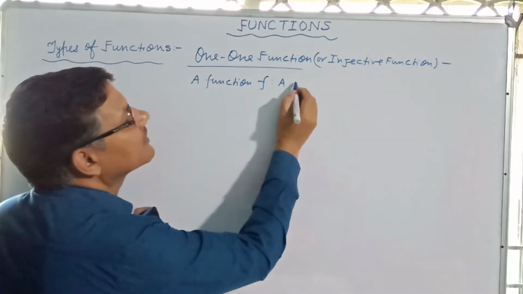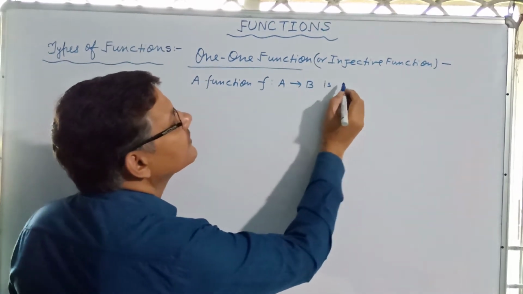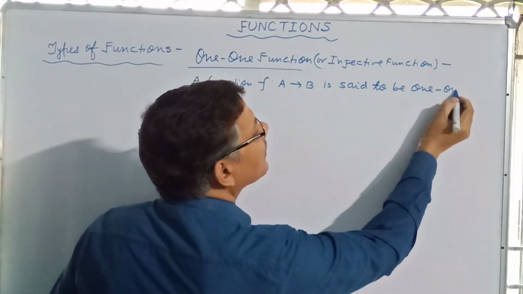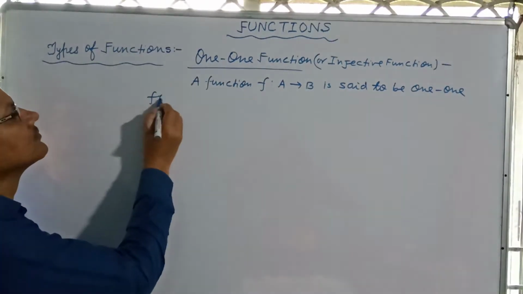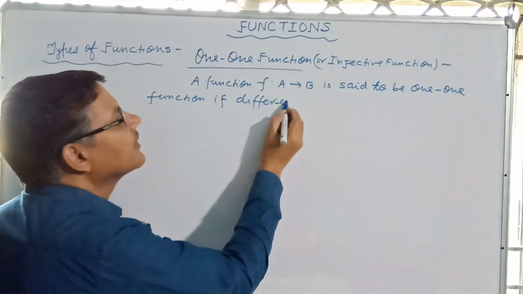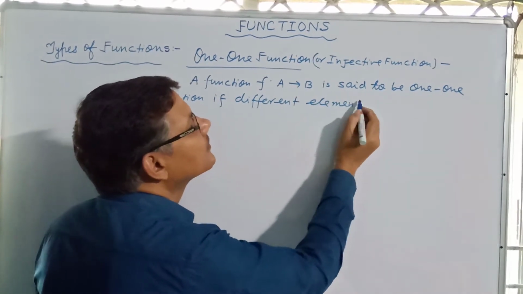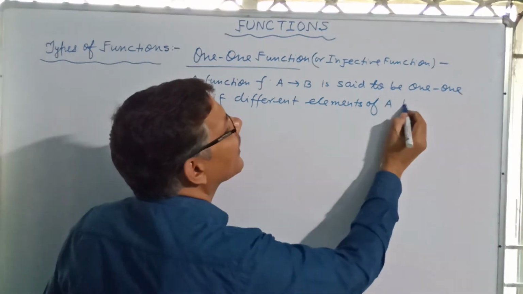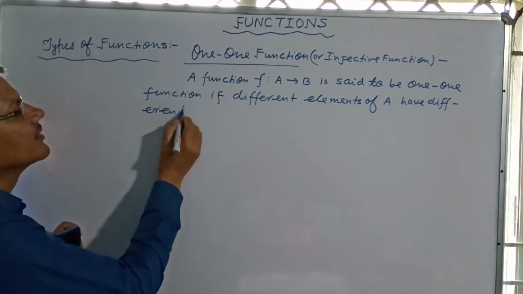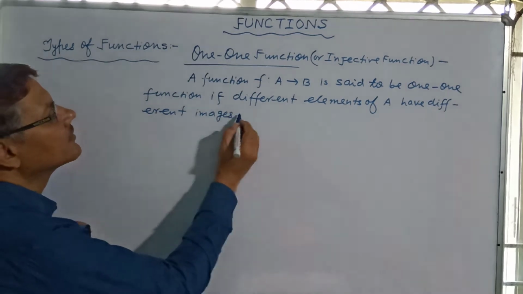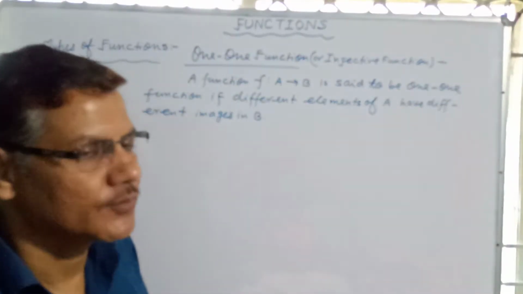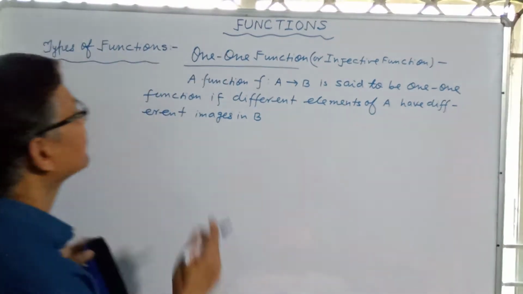f from set A to set B is said to be one-one function if different elements of A have different images in B. It means it is not allowed for two different elements of set A to have the same image in set B.